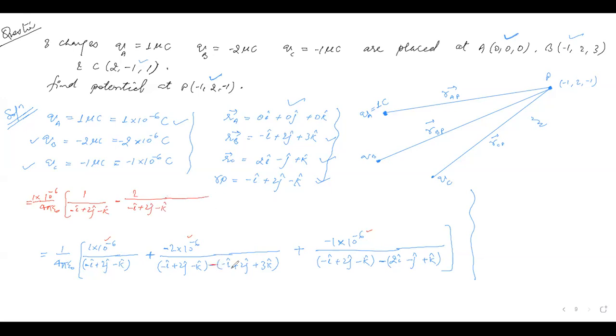And now multiply this negative sign into this bracket values. You get plus I cap minus 2j cap minus 3k cap. And once again, minus 1 into 10 raised to the power minus 6, because here you can look, this is your minus sign. And again, it will be minus 1 over minus I cap plus 2j cap minus k cap. Minus 2i, after multiplying this negative sign into this bracket value, minus 2i plus j minus k. Okay.